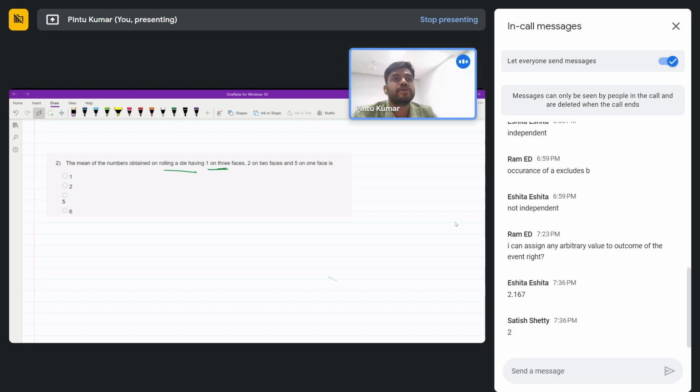Okay, I'll wait for 1 minute more, then I'll try to solve and see what answer I get. Ishita, I think the answer would be from the options only. So 2.167, I don't think that would be an answer, but I'll check. The answers can also be wrong, but you can just cross check your calculations.